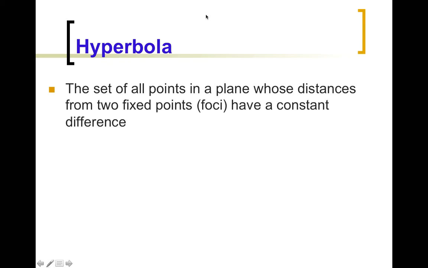So a hyperbola is basically almost like two parabolas. They're not really parabolas, but they're almost like two parabolas facing two different directions. And in the same fashion as an ellipse, we have two vertices, and we have two focal points, and we have a center. And that's the basics of a hyperbola.